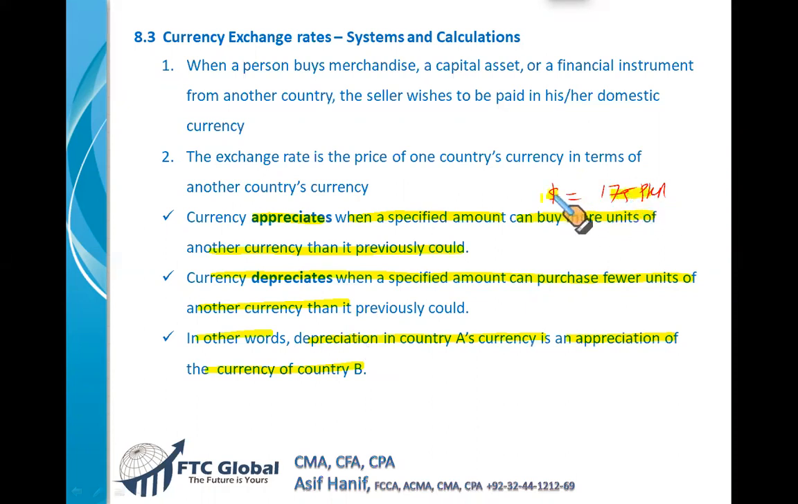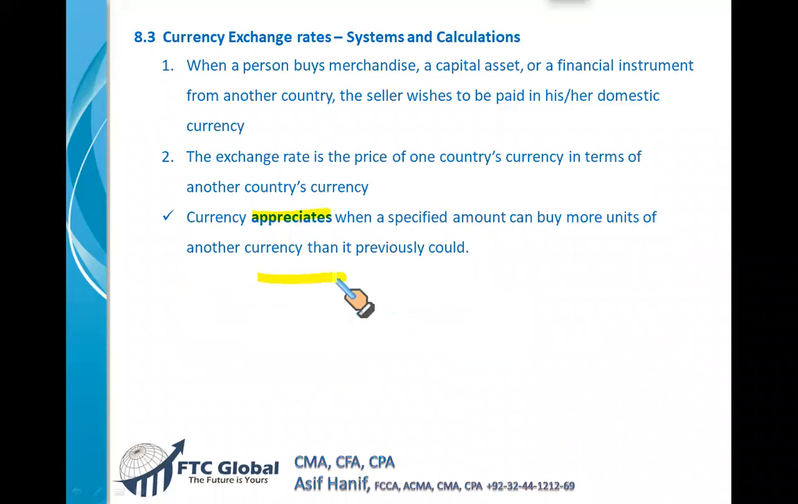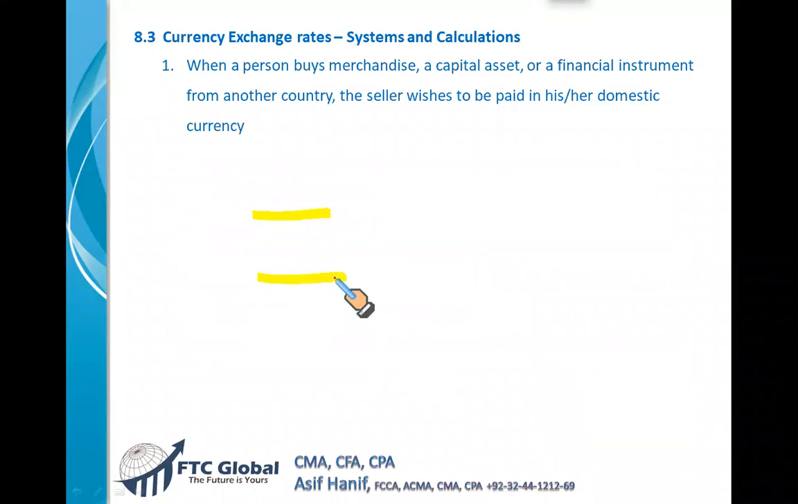You can see both of these pictures in a single dynamic. $1 is equal to 175. Now, how does it affect international trade? We'll discuss that later. Here we just learned what is exchange rate, and what is exchange rate appreciation and depreciation. Here I would like to give you an idea regarding the difference between depreciation and devaluation. We will discuss it later, but let's put it in the right perspective right now.